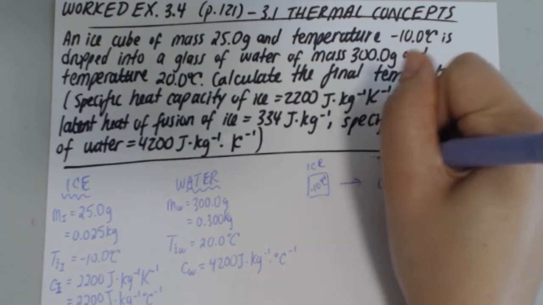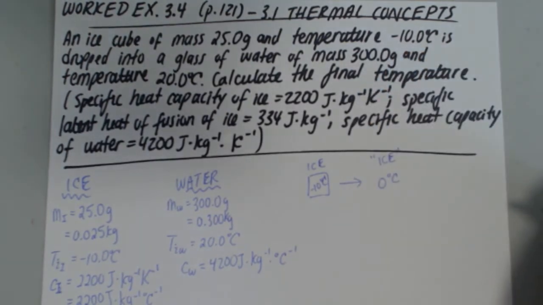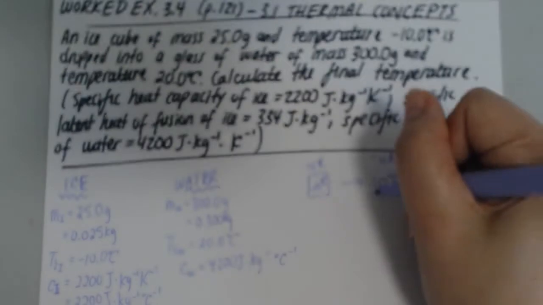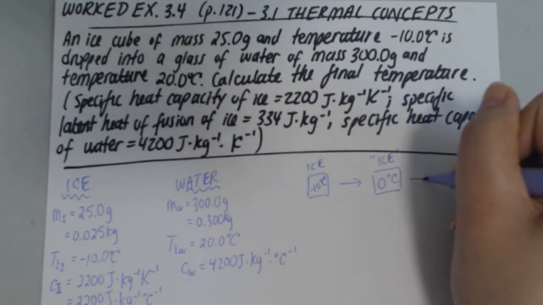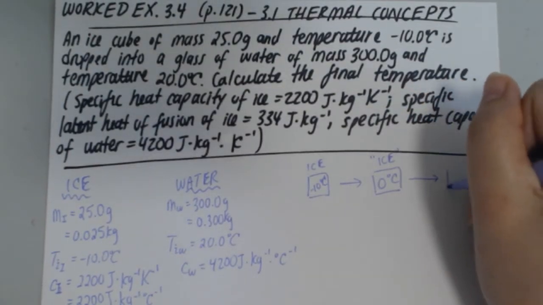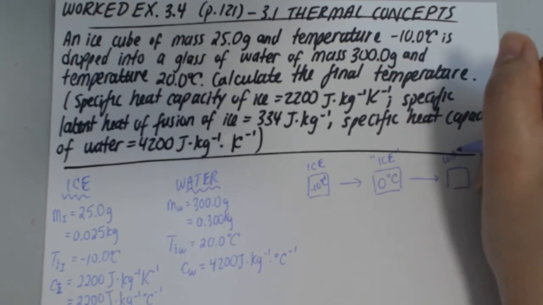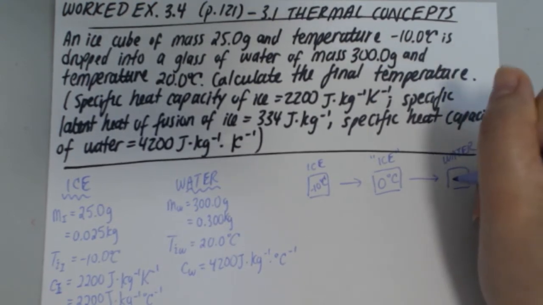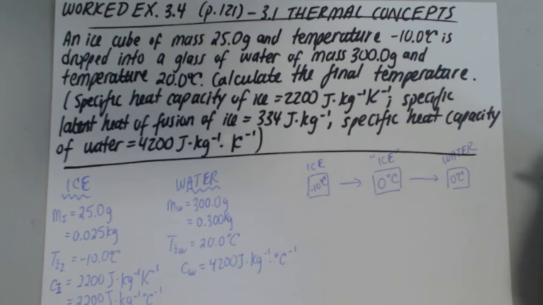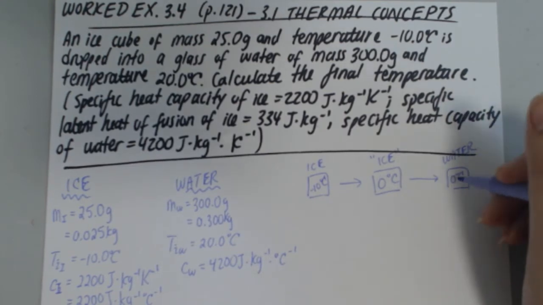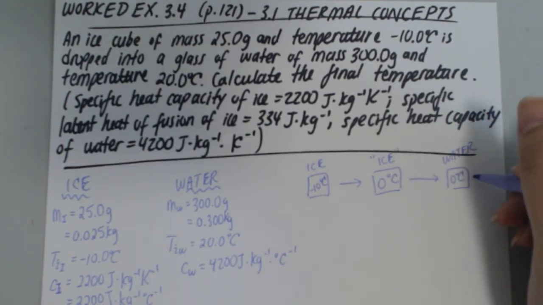So that ice is now going to be at 0. Now that the ice has reached 0 degrees Celsius, it's still in its ice stage, it's going to start to melt. And it's going to start to melt to become water. Now, until all of the ice becomes water, it's going to remain at 0 degrees Celsius. Once all of the ice has become water, now the water can start heating up.